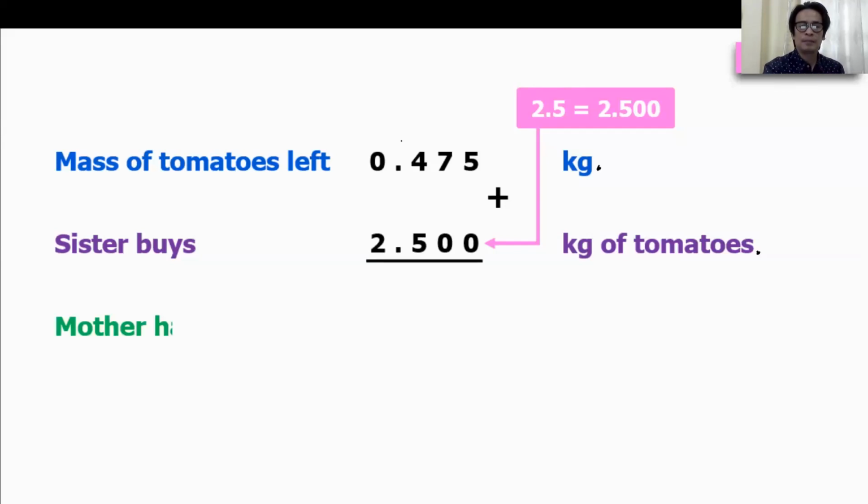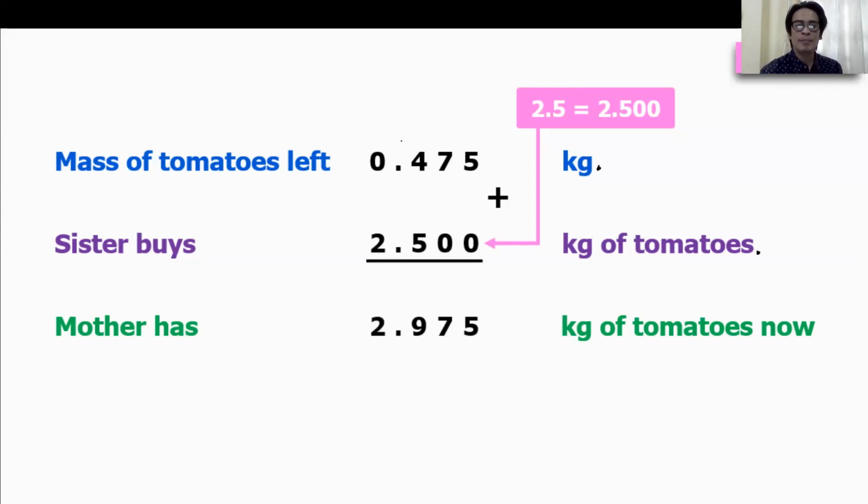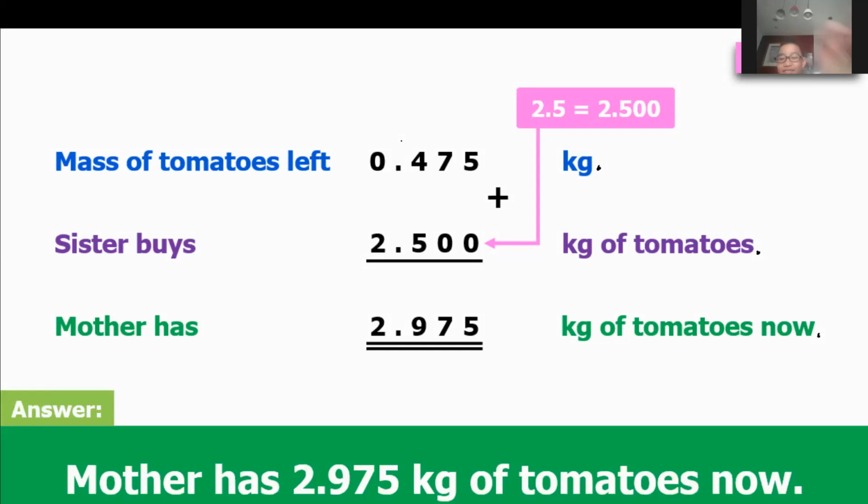Let's add. 5, 7, 9, 2. Locate the decimal point, align. Mother has 2.975 kilograms of tomatoes now. Full stop. And that's our final answer. Easy breezy, right? So, Baibun, read the final answer. Answer: Mother has 2.975 kilograms of tomatoes now.